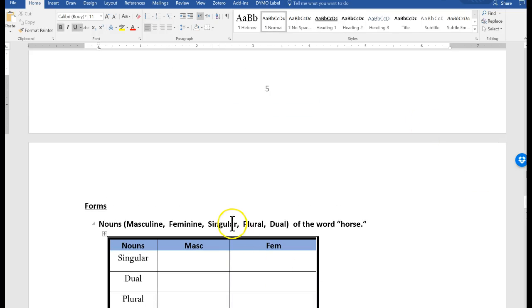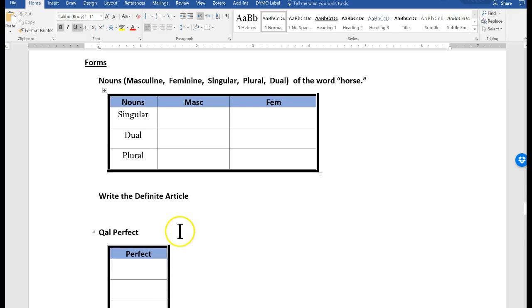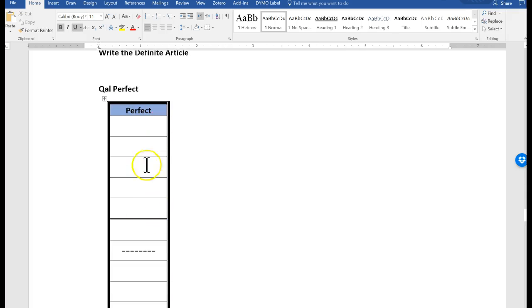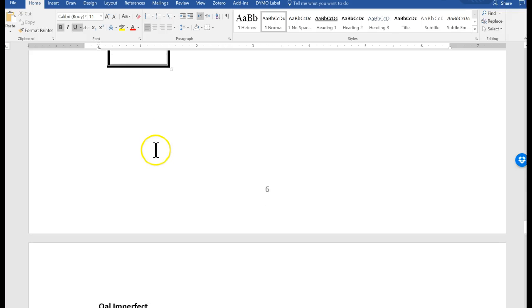So the forms, just take the word sus, horse. So sus, susa, susayim, susotayim, susim, susot. The definite article is just hey with the patach and the doubling dagesh. The perfect, you don't have to write the feminine form, so we'll count this as the common form.